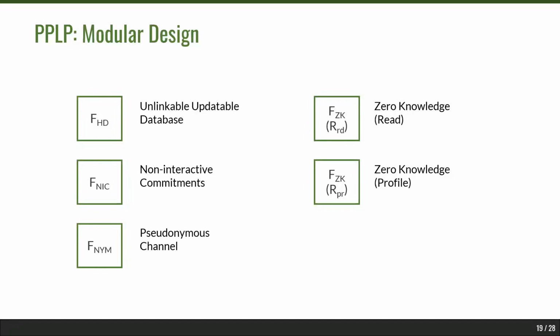Now, because we've designed our protocol in the UC framework following modular design, we make use of multiple ideal functionalities in this protocol. The first is that of a hiding database, and then we have one for non-interactive commitments, another for a pseudonymous channel, and 2 for zero knowledge.